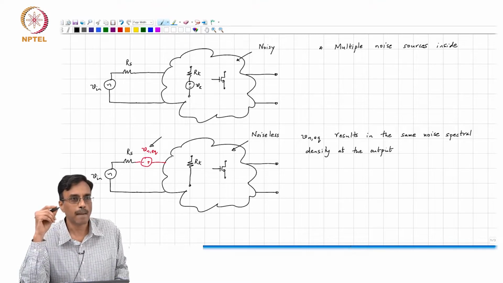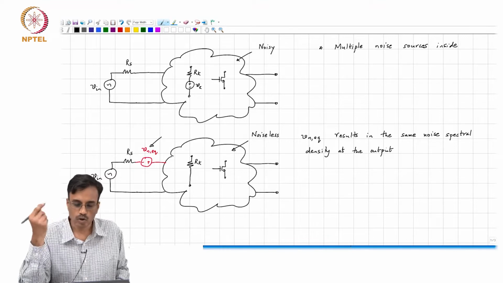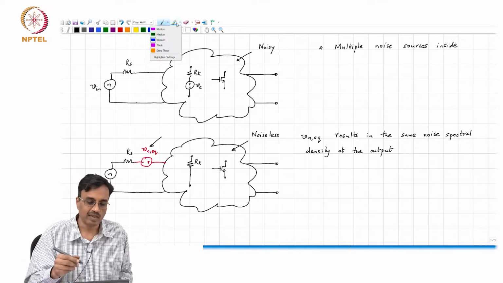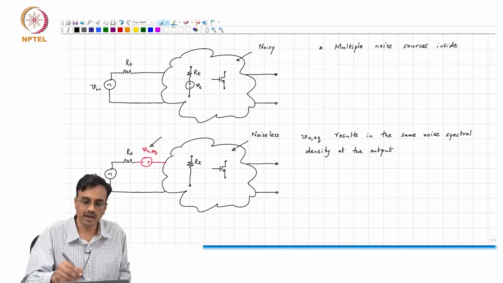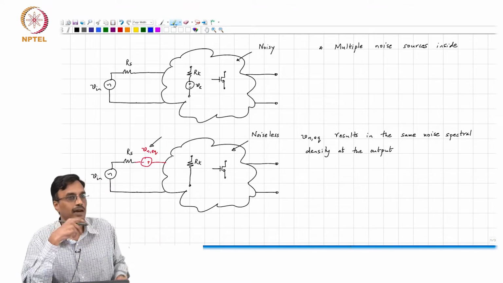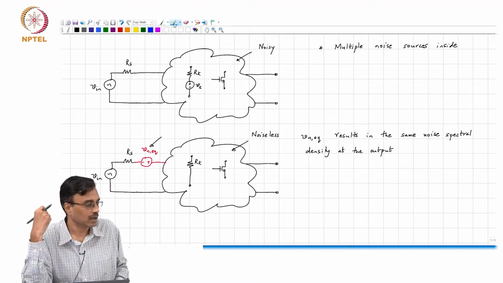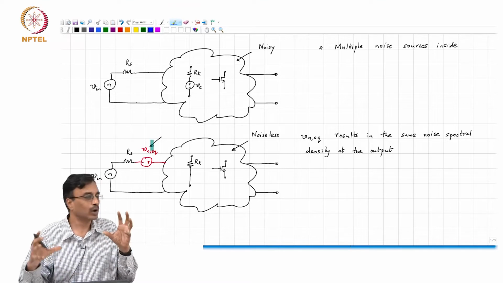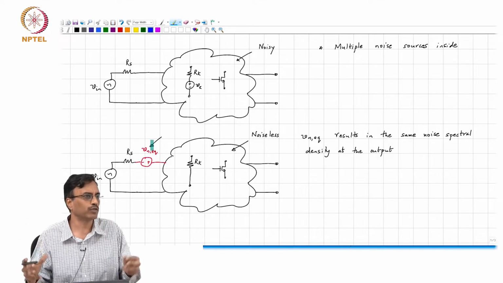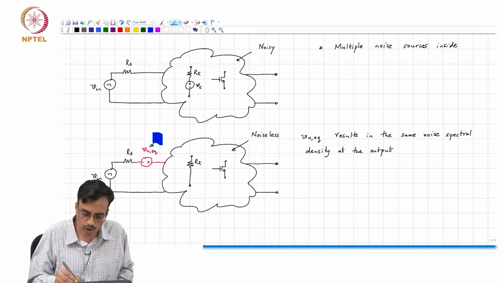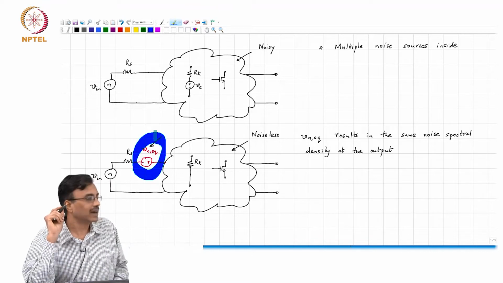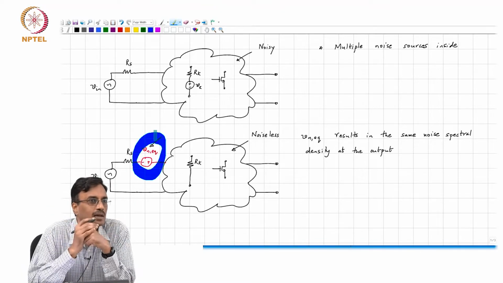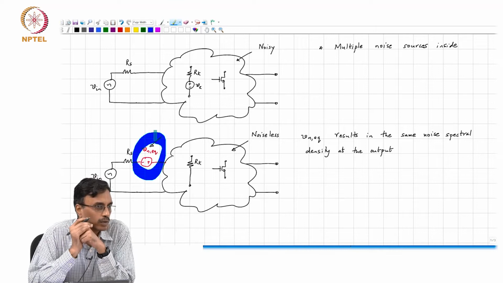Does it make sense? Right. So, all that we are saying is, this is supposed to be an equivalent representation of this myriad noise sources inside the box. Evidently, if we are able to club the effect of all these noise sources into one source at the input, that is what we call the input referred noise source.